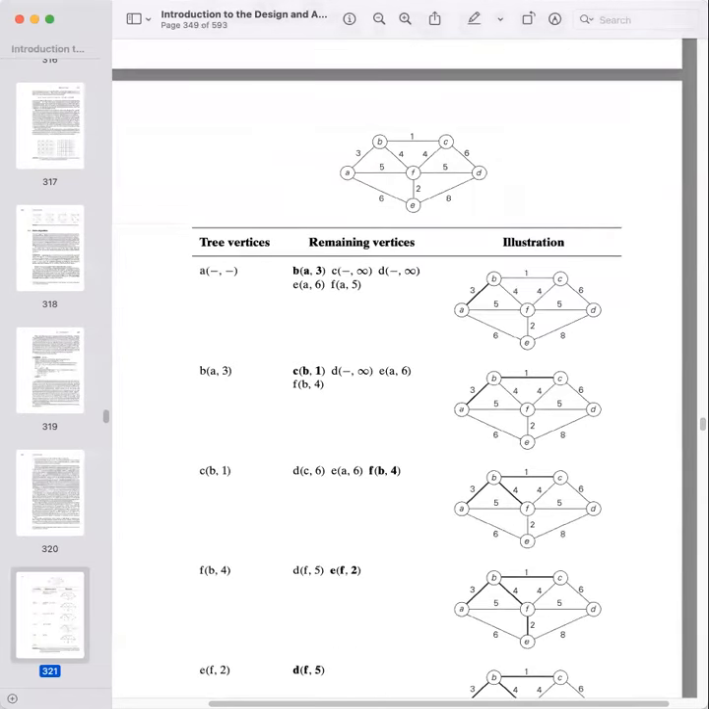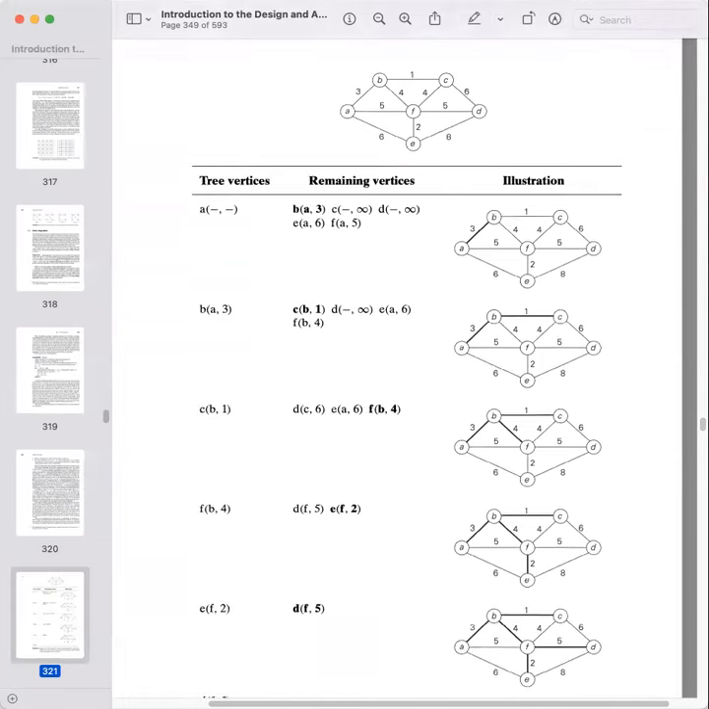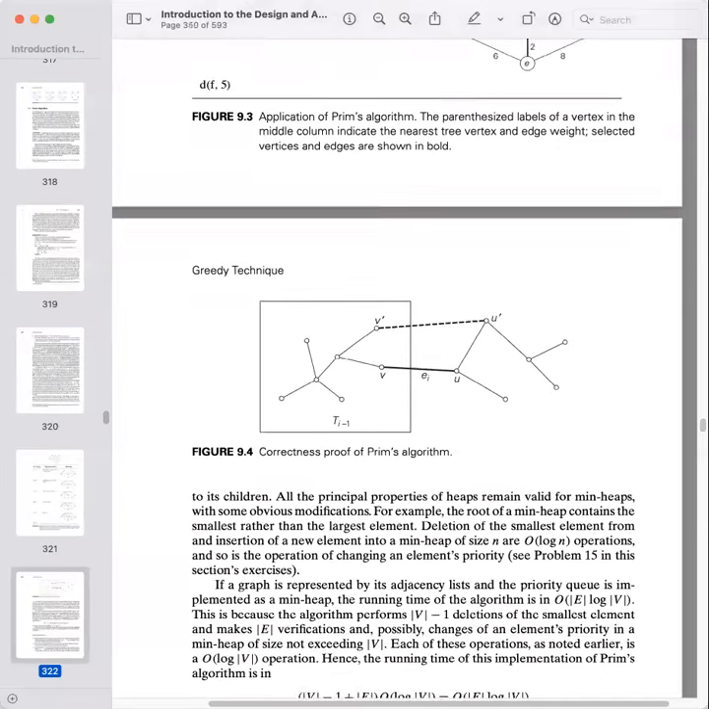And there's an example of how that works. We're starting in this case from A. We go to B first because that was the closest, at 3. We now have A and B. We can go along any of the edges that emanate from A or B that don't cause a cycle. So we take C to be the next one because it only has a 1, and that's that example.